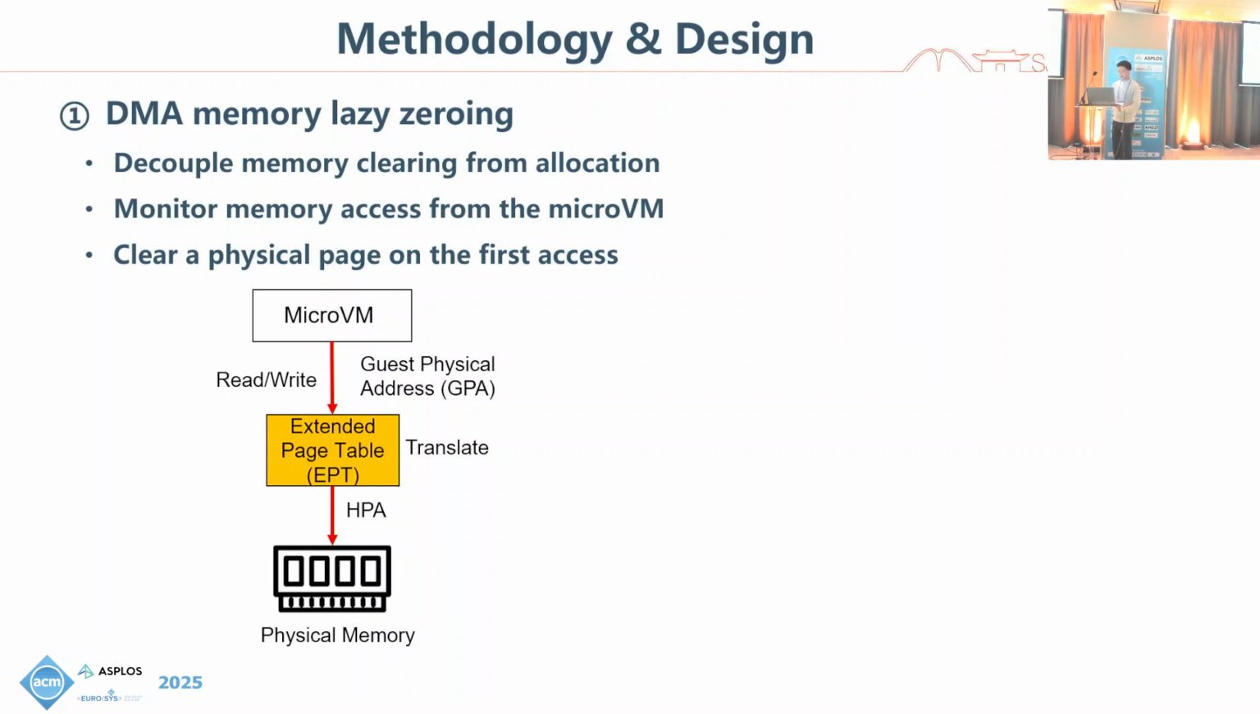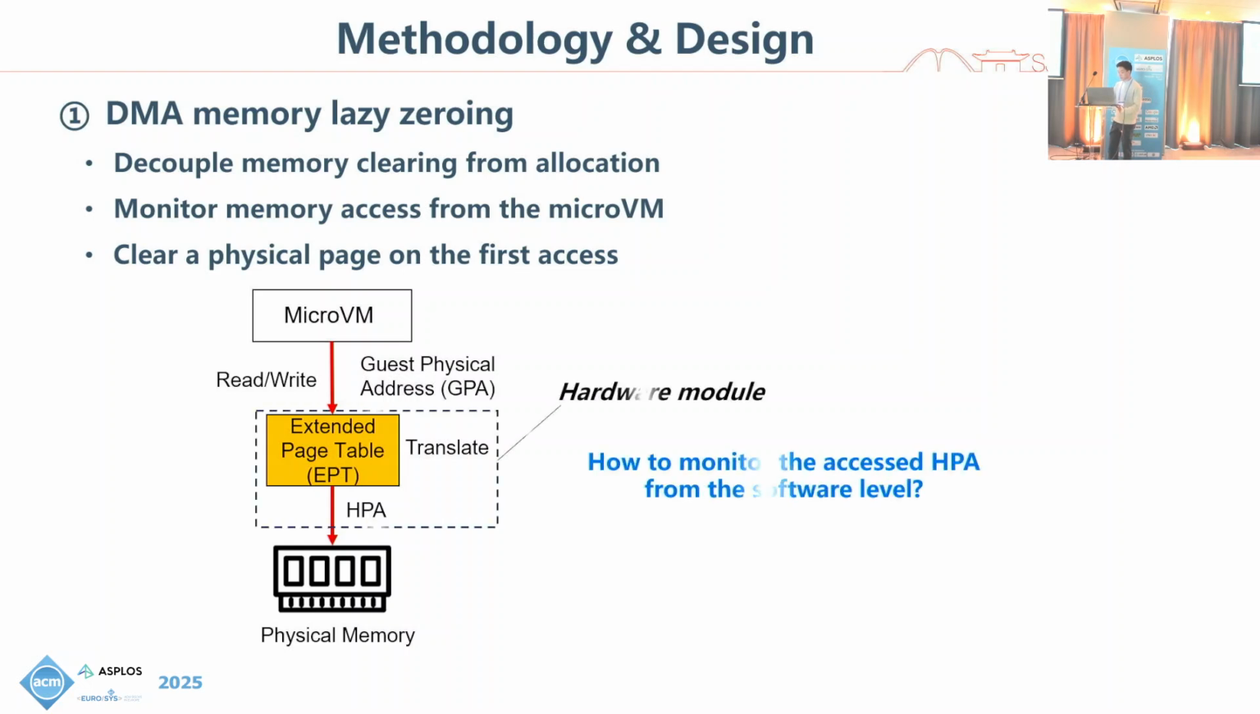And this requires us to monitor the memory access operation initiated by the micro virtual machine. Showing this figure, when the micro virtual machine initiates a data read or write to a guest physical address, this guest physical address needs to be translated to a host physical address using a hardware module called the extended page table. And this process bypasses the software. So how do we monitor and intercept this process?